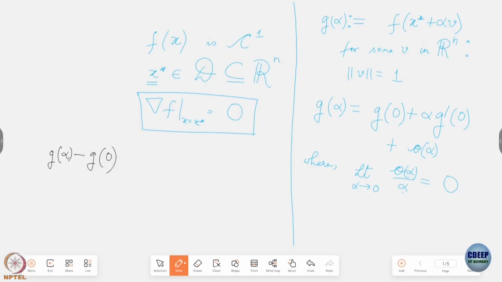It's going to be a positive number, right? Because you're going to increase. If g of 0 is the minimum value that you can possibly attain, then g of alpha must be greater than that g of 0. This must be positive.